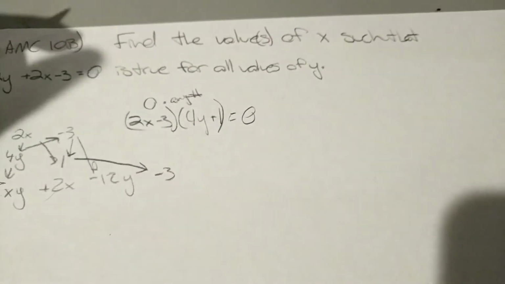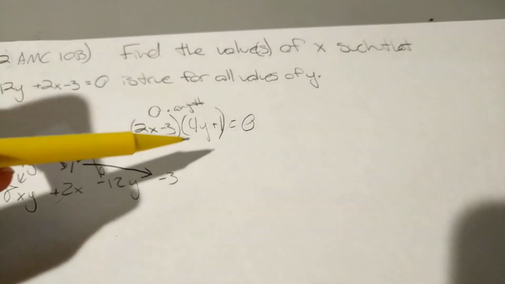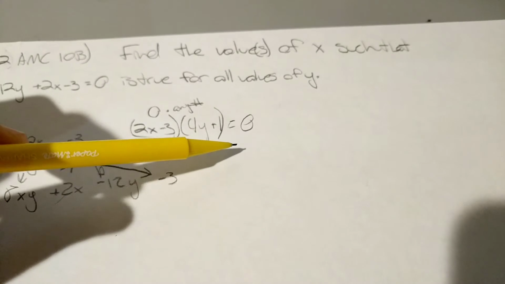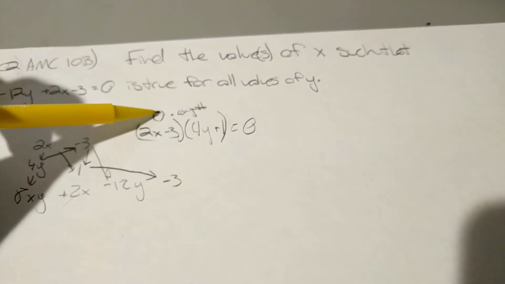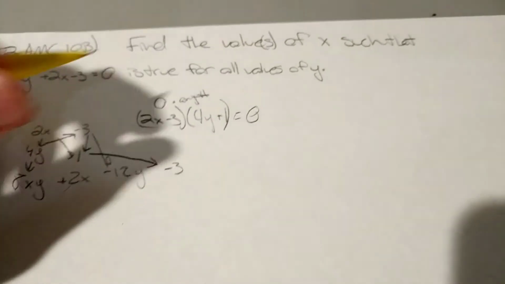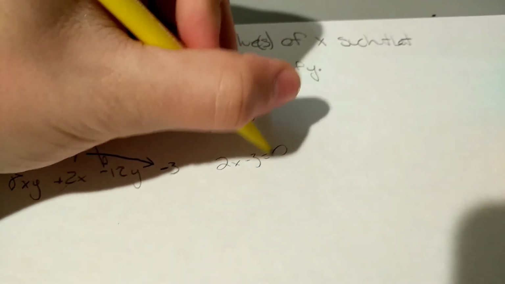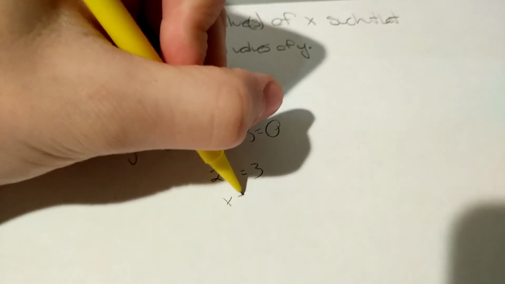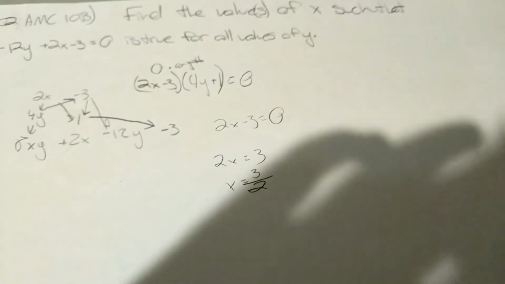So just to restate this, the values of x so that any value of y turns this equation to 0 would be when the 2x minus 3 is equal to 0, because 0 times any number is 0. So now I need to solve 2x minus 3 equals 0. And so that means 2x equals 3, x equals 3 over 2. And that is the answer.